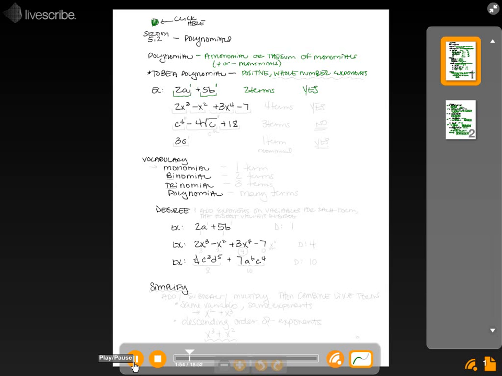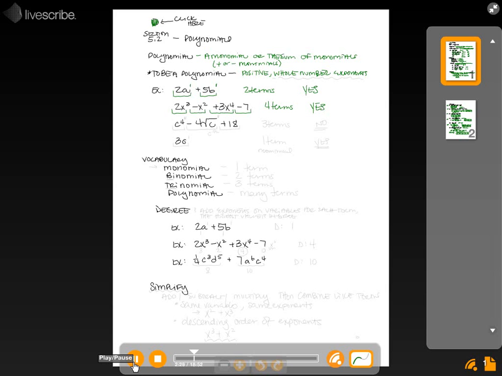Second example, we've got 2x to the third minus x squared plus 3x to the fourth minus 7. Well, we've got 4 different things here: the 2x cubed, the negative x squared, the positive 3x to the fourth, and the minus 7. Since there are 4 different things, that means there are 4 terms here. Now to figure out if it's a polynomial, again, we look at the exponents. Well, our exponents are 3, 2, and 4. They're all positive whole numbers, so yes, this is a polynomial.